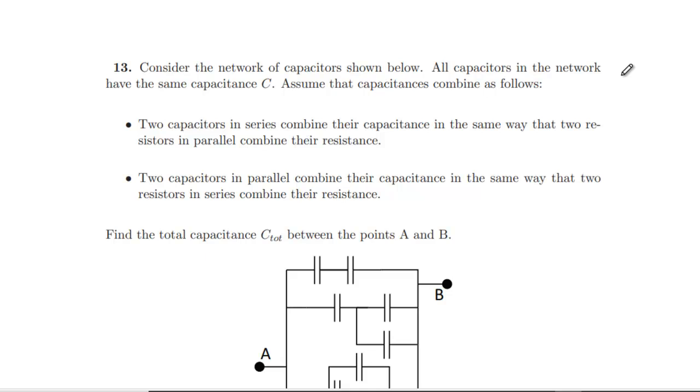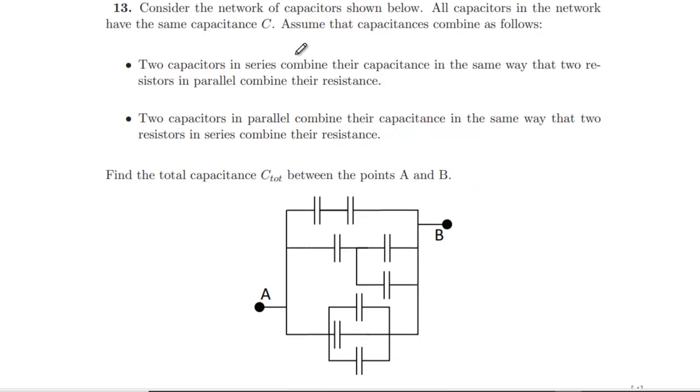So carrying on with the 2018 Oxford PAT, we've completed the multiple choice lot. We're now on question 13. We've got a network of capacitors. All capacitors have the same capacitance C. Assume they combine as follows.